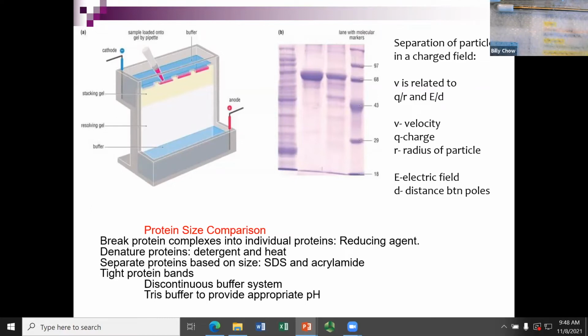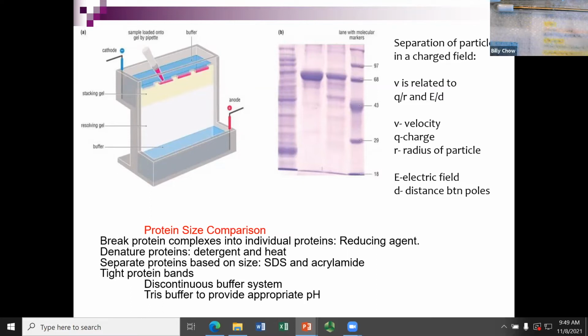The second thing is when you have all the protein packed into a very tight band, then suddenly the sensitivity of the gel is also increased. You don't need so much protein, but you can still see the protein by staining the protein with Coomassie blue later on.